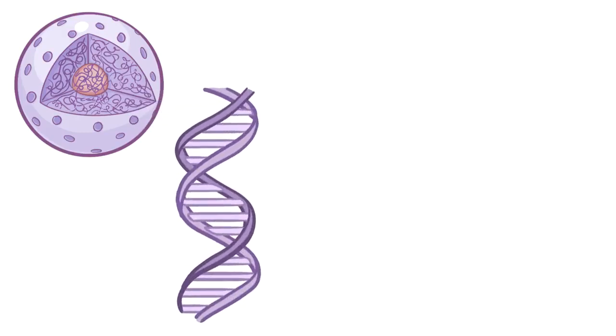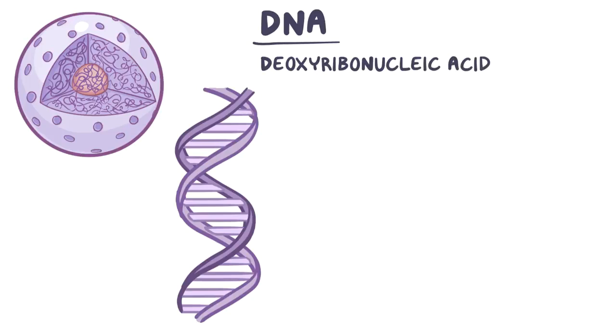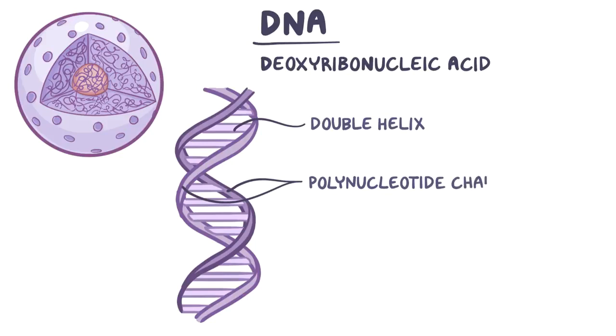Buried deep within the nucleus lies our genetic information, called DNA, which stands for deoxyribonucleic acid. DNA is made of two strands that are coiled around each other in a double helix. Each of the two strands that make up DNA is a polynucleotide chain, so it's a string of nucleotides one after another.